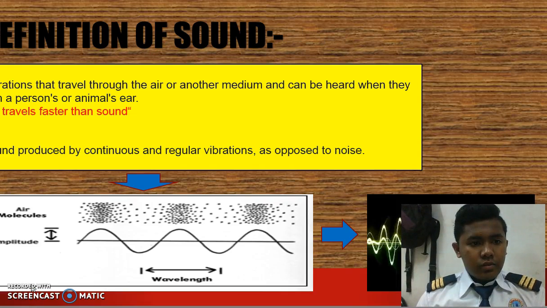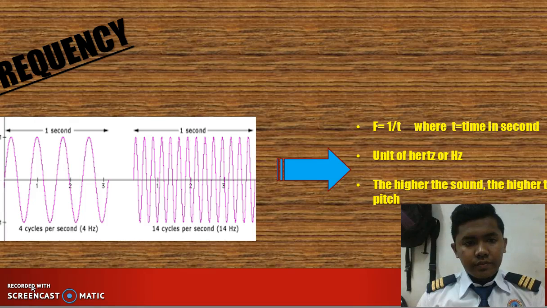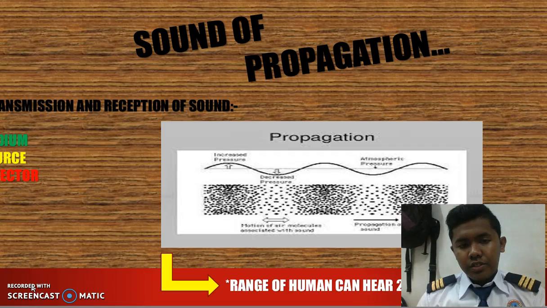Sound. Definition of sound: vibrations that travel through the air or another medium and can be heard when they reach a person's or animal's ear. Sound is produced by continuous or regular vibration, as opposed to noise. Frequency: f equals 1 over T, where T is in seconds, with the unit of hertz. The higher the frequency, the higher the pitch.